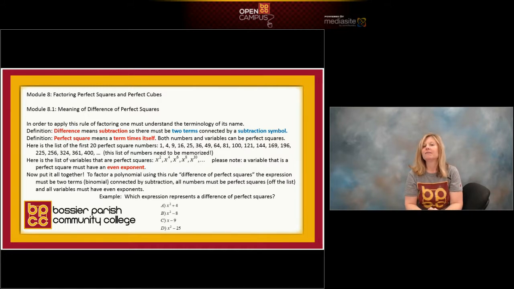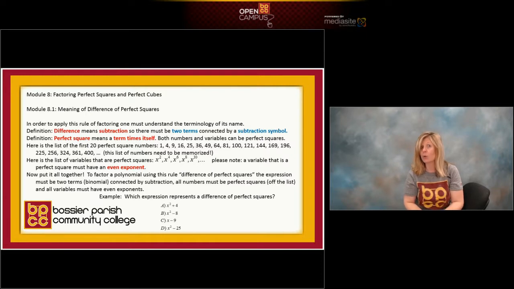Okay, variables could be perfect squares. When you multiply a variable times itself, that expression you get, that product, is a perfect square. So let's go through a couple. What's x times x? X squared is a perfect square. Okay, what's x squared times x squared? That's x to the 4th. So that's a perfect square. What's x cubed times x cubed? Gotcha. That's x to the 6th, not x to the 9th.